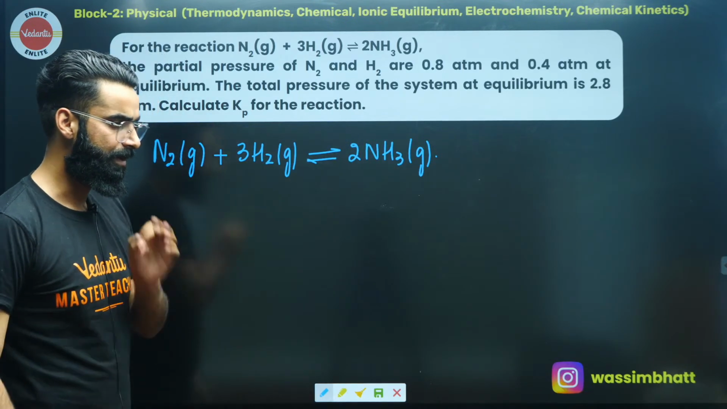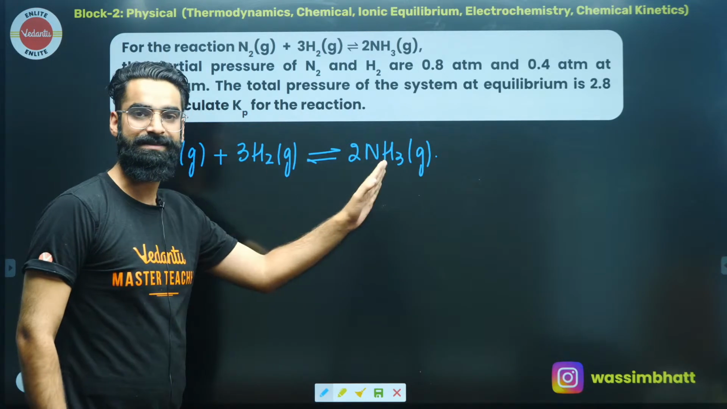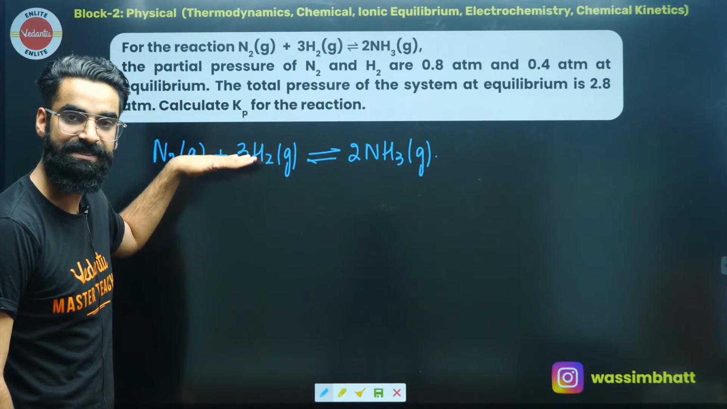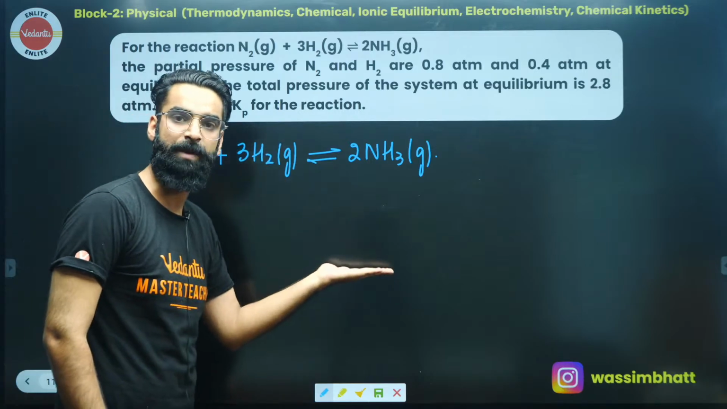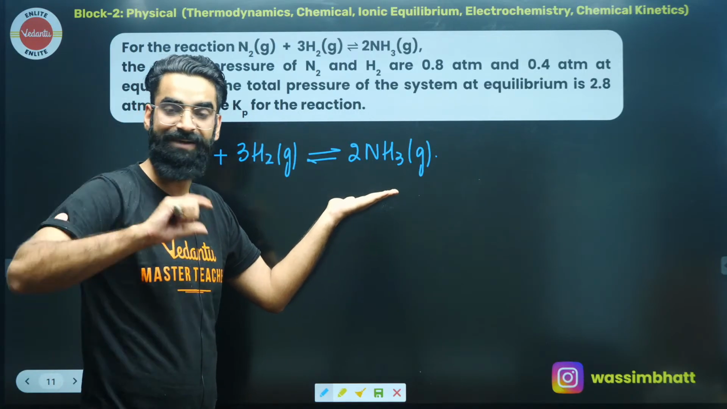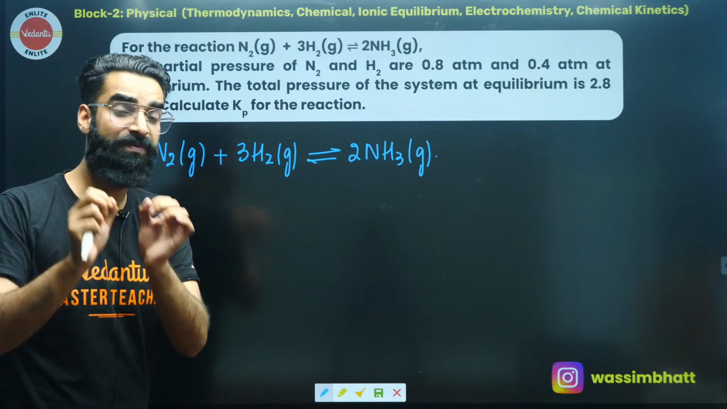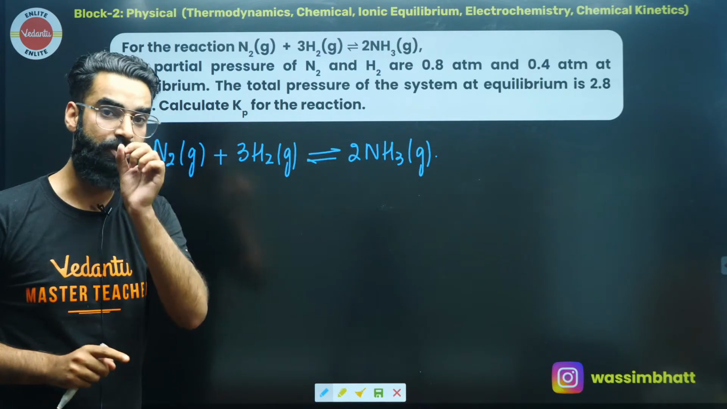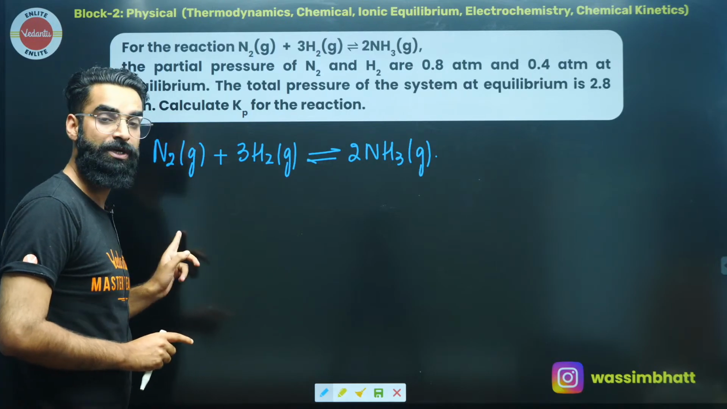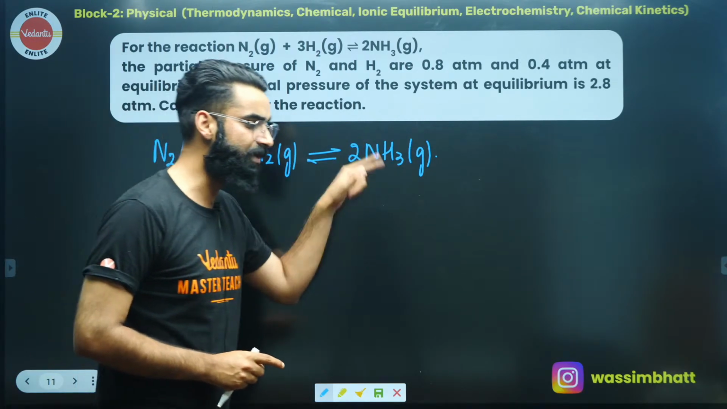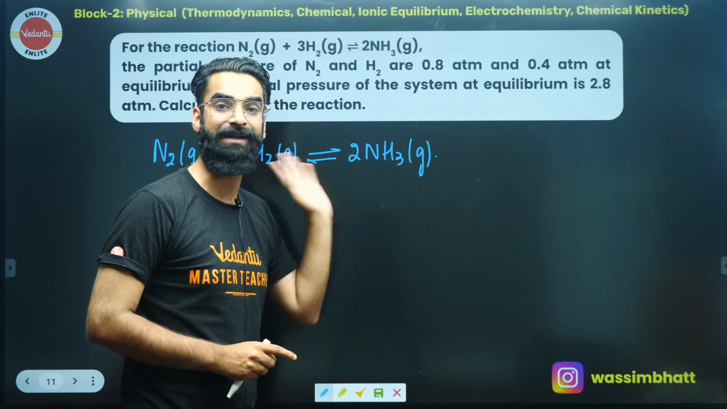Now, when the reaction starts, what is going to happen? The number of moles of reactants will start to decrease and the number of moles of products will start to increase. And there will be a time when equilibrium will be established in the reaction. So when equilibrium is established, you'll find a few moles of N2 left in the container, a few moles of H2 left in the container, and a few moles of NH3 would have formed in the container at equilibrium.